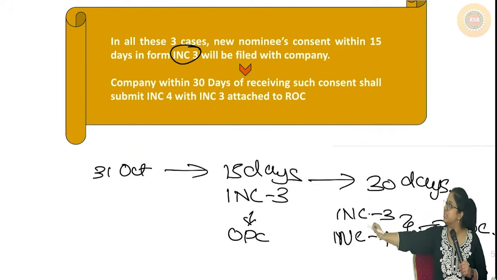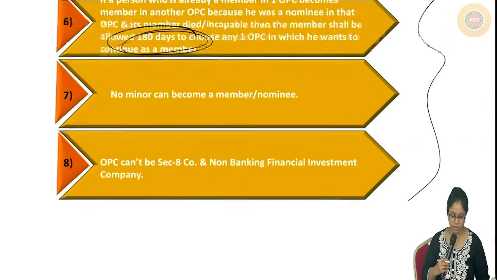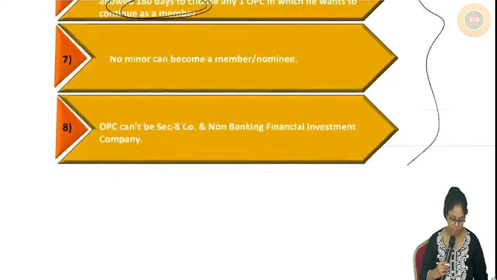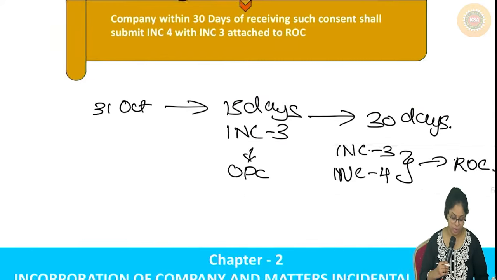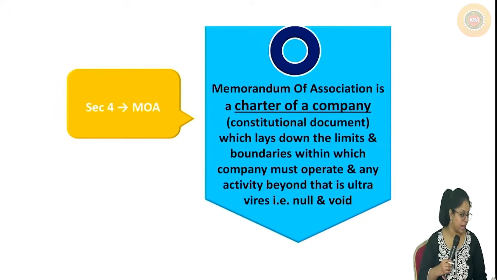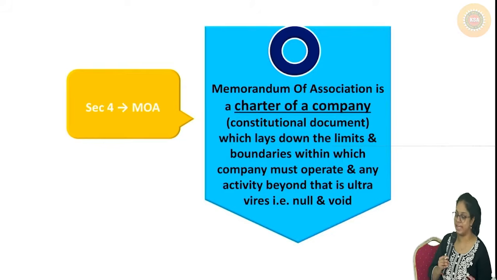So this is the process, but you don't have to remember the detailed process, at least at foundation level. These parts will be tested at your intermediate level. For now, the important part is only this: one person cannot be a member in 2 OPCs. That is the only important point that you will have to remember. I hope it's very, very clear. Now moving on to the next part.